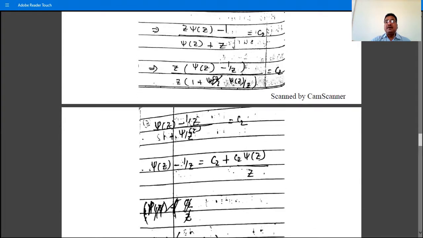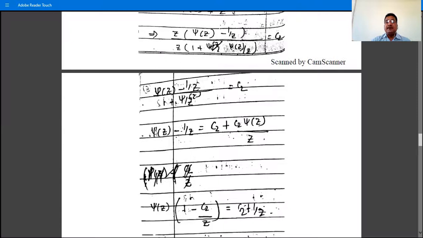We have psi z minus 1 by z, z gets cancelled, divided by 1 plus psi z by z is equal to C2. So shift this to the RHS. Psi z minus 1 by z is equal to C2 in bracket 1 plus psi z by z. And so it is what?